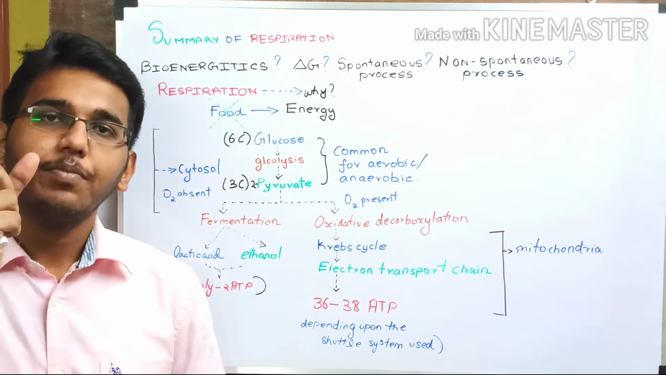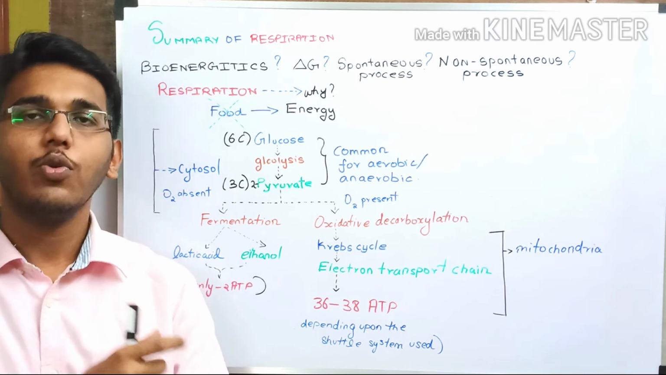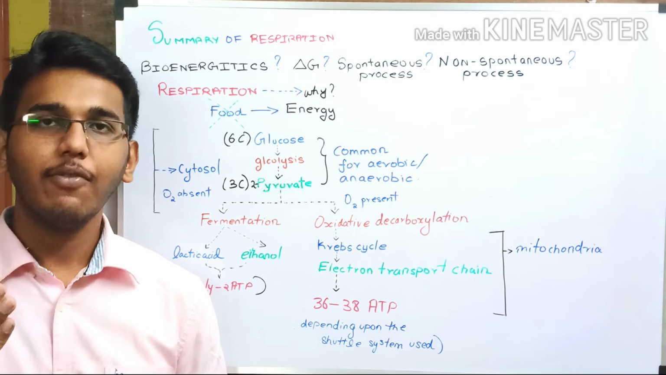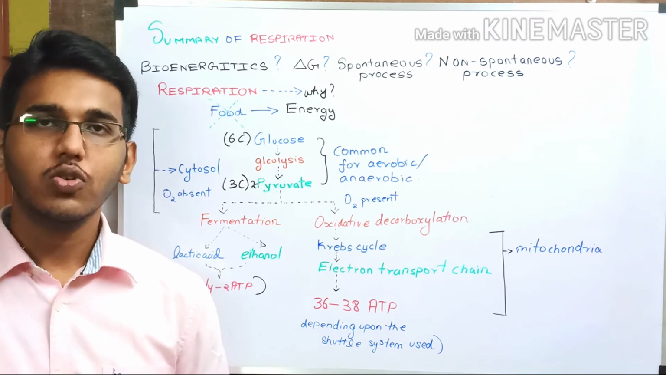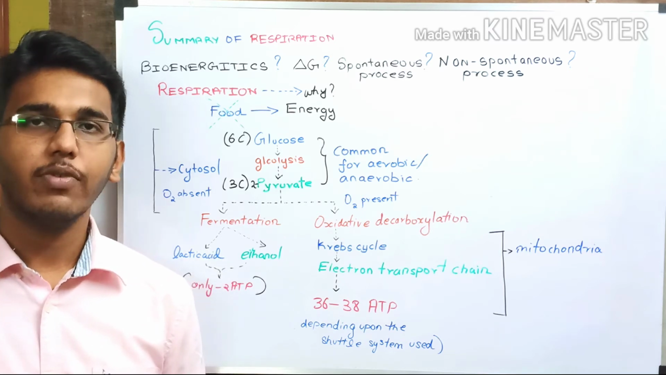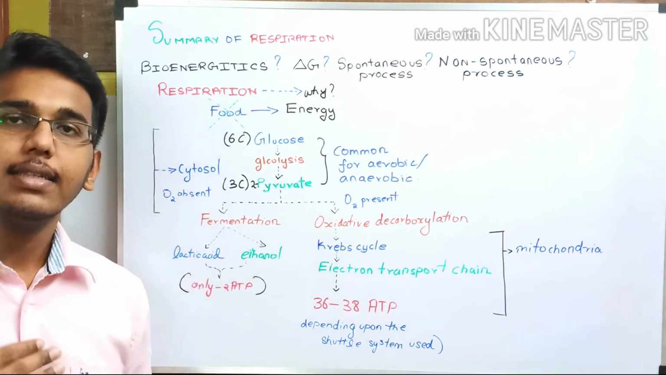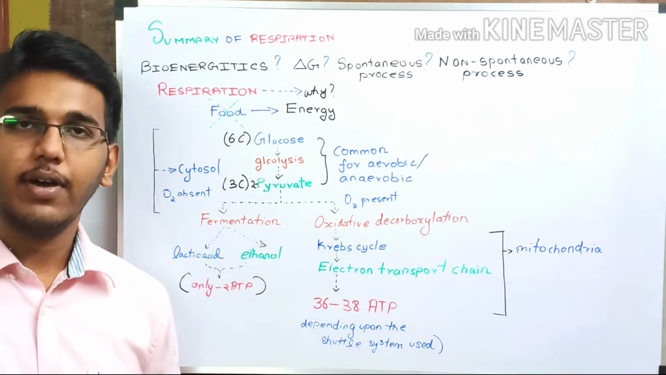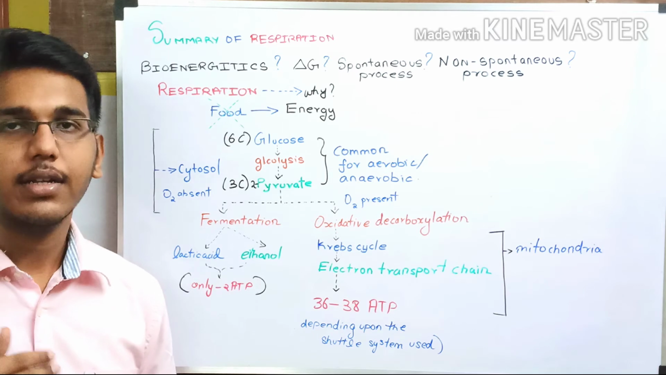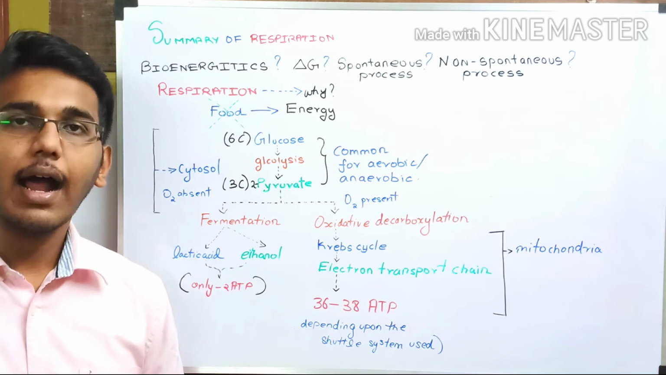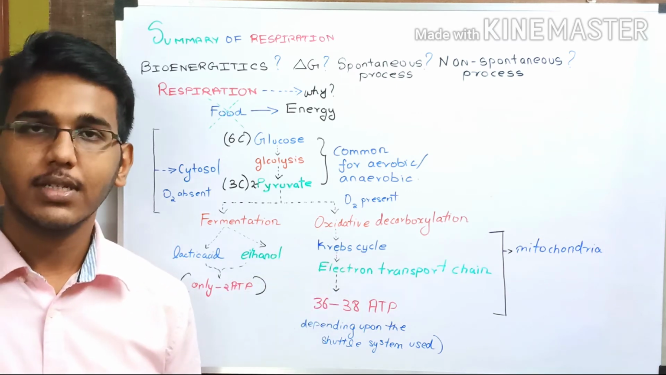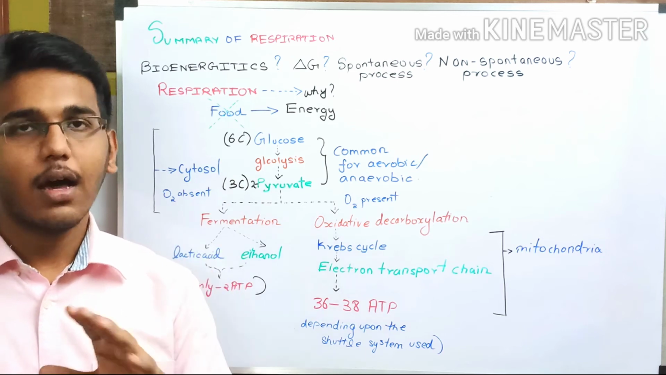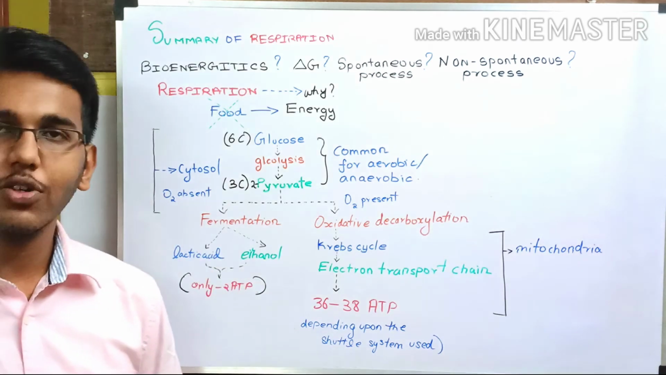If you take the muscle cells of the human body during exercise, they will not have a proper oxygen supply. So in this condition, the pyruvate molecule will be converted to lactic acid, and this lactic acid will be sent to the liver, where it will be converted to pyruvate again, and it enters aerobic respiration when favorable conditions are available. So that's all about anaerobic respiration.